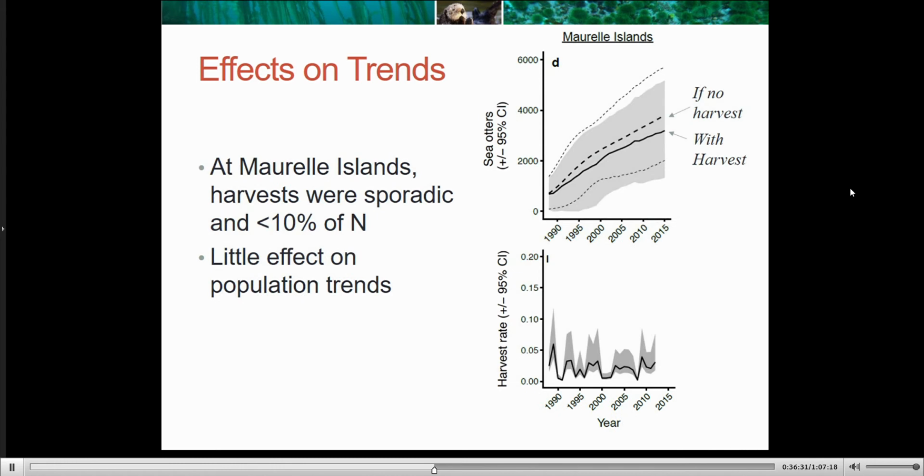actually happened with harvest. And again, you can see that there are dips when there are the higher periods of harvest. And finally, the Morel Islands, as mentioned, harvests were very sporadic there and always less than 10% of the local population size. And the simulations suggest that there's been very little effect of harvest on population trends in that area.